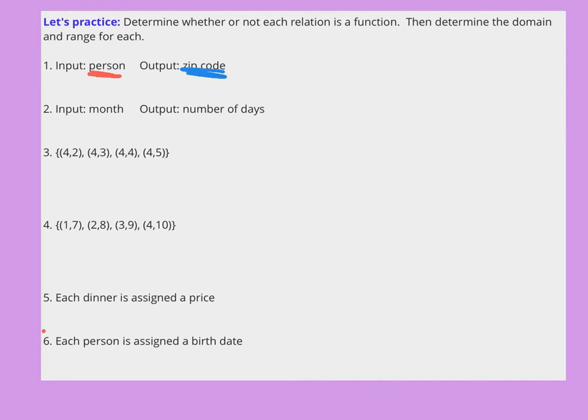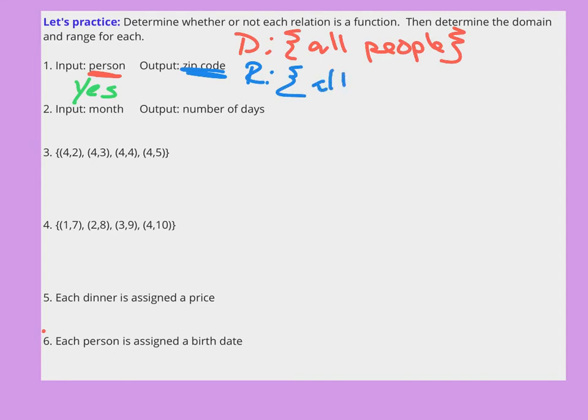Any person we ask would give us one zip code. Typically your zip code is where you live, so excluding college students, you have to change your zip code when you're on campus. Each person has exactly one zip code. So for this here, we would say that this represents a function. And then I can go ahead and say that my domain would be all people, and my range would be all zip codes.